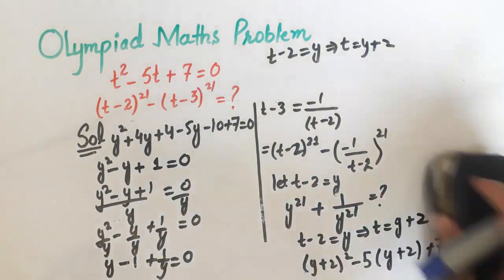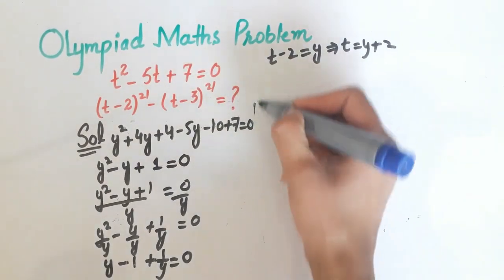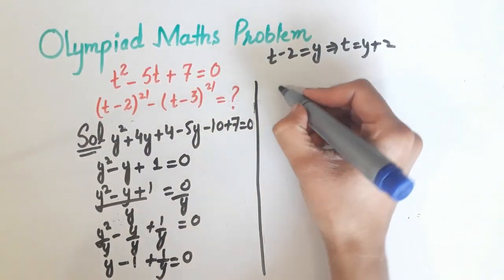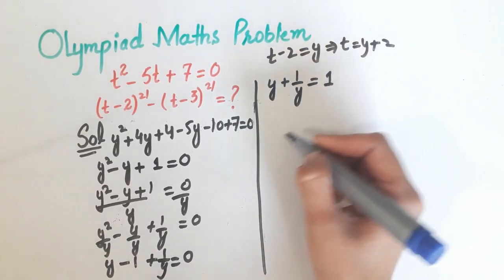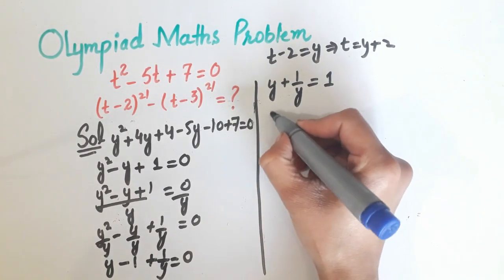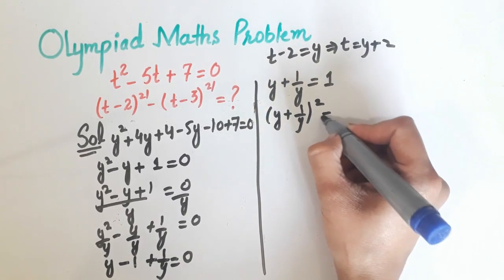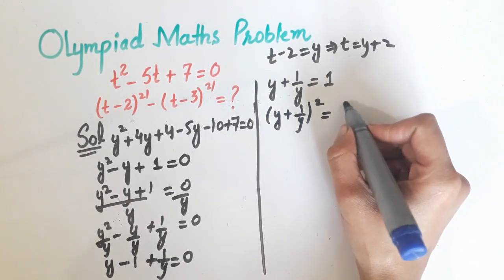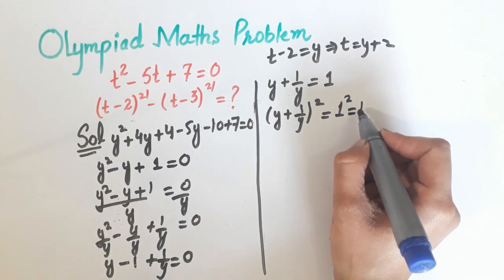Consider this as equation 1. So write the value of this here, that we get y plus 1 by y equals 1. Now we will take square on both sides. So (y plus 1 by y) square equals 1, because 1 square is again 1.